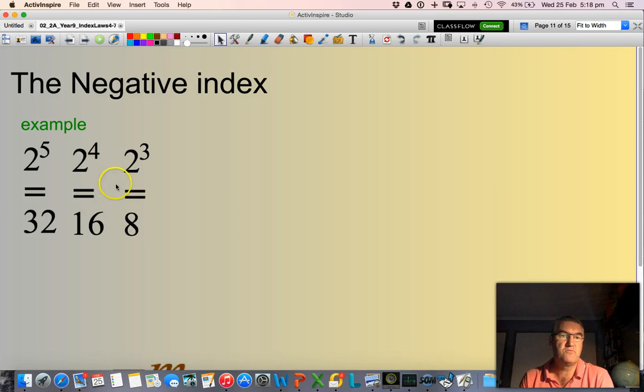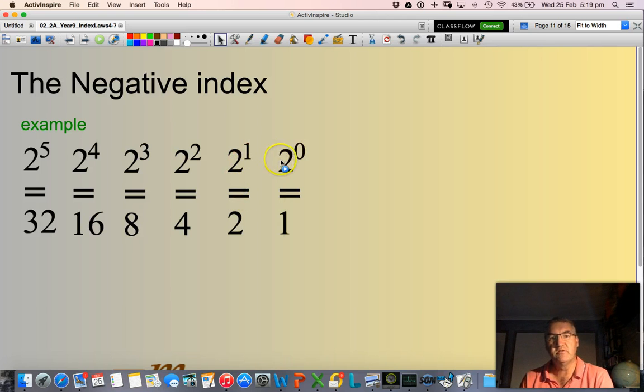2 raised to the power of 3 equals 8. 2 raised to the power of 2 equals 4. 2 raised to the power of 1 equals 2. Now, 2 raised to the power of 0 equals 1. Well, that's the 0 index law. And can you notice what's happening here? We are halving this. 32, 16, 8, 4, 2, 1.